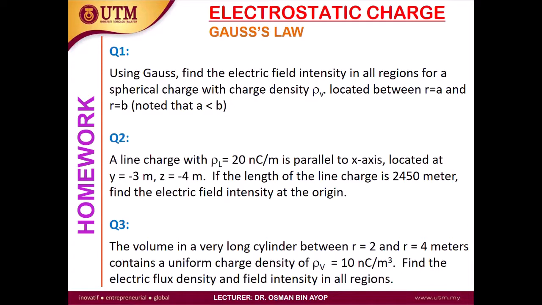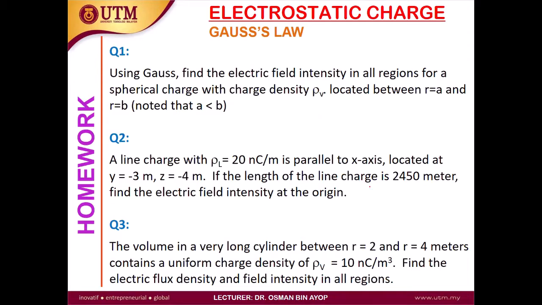For question 2, a line charge with rho L equal to 20 nanocoulomb per meter is parallel to the x-axis, located at y equal to minus 3 meter, z equal to minus 4 meter. If the length of the line charge is 2450 meter, find the electric field intensity at the origin. When you read question 2, basically you can see that the given line charge is very long. So we can consider this line charge to be infinite in length compared with our point of interest, because our point of interest is only around 5 meter from our line charge. So the field is considered uniform. So we can use Gauss law.